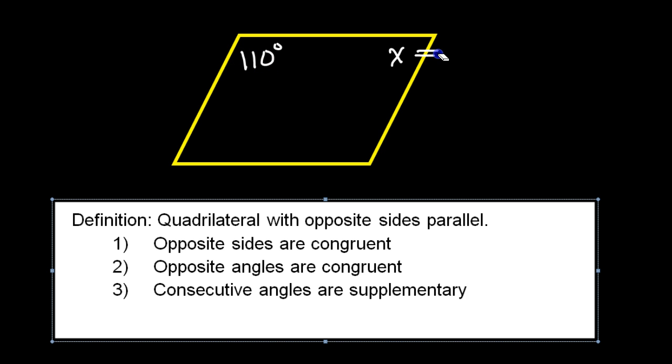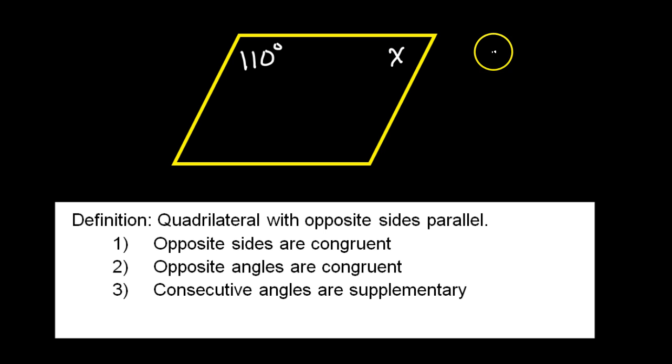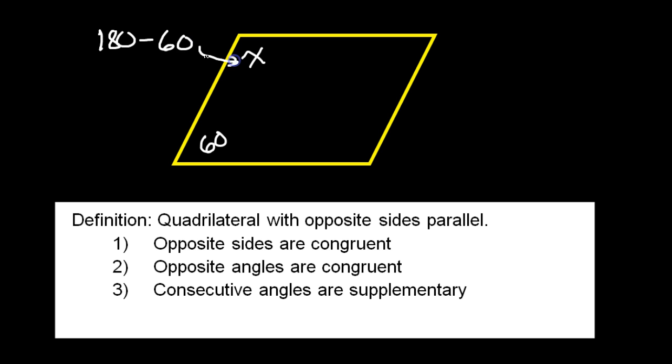Or I could think of it as, I could find x by doing 180 minus 110. That works equally well here. These are consecutive angles. If this is 60, what's x going to be? Again, I can think of this as 180 minus 60. So that means x is going to be 120.